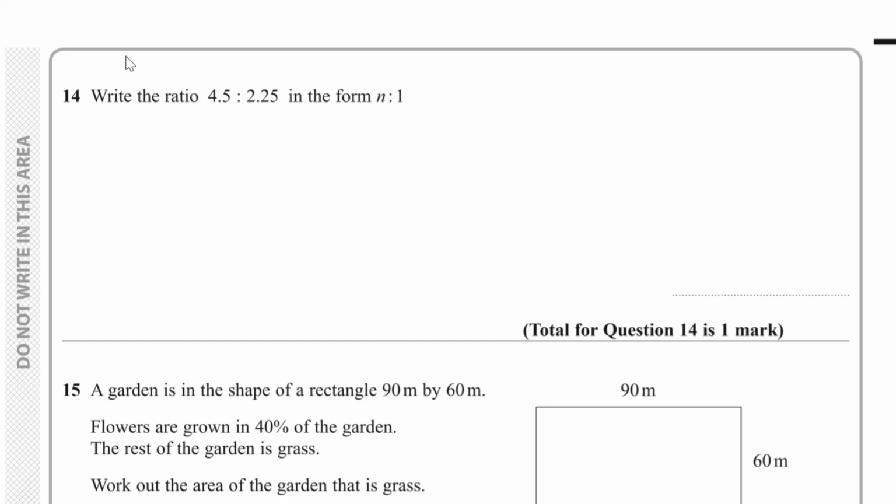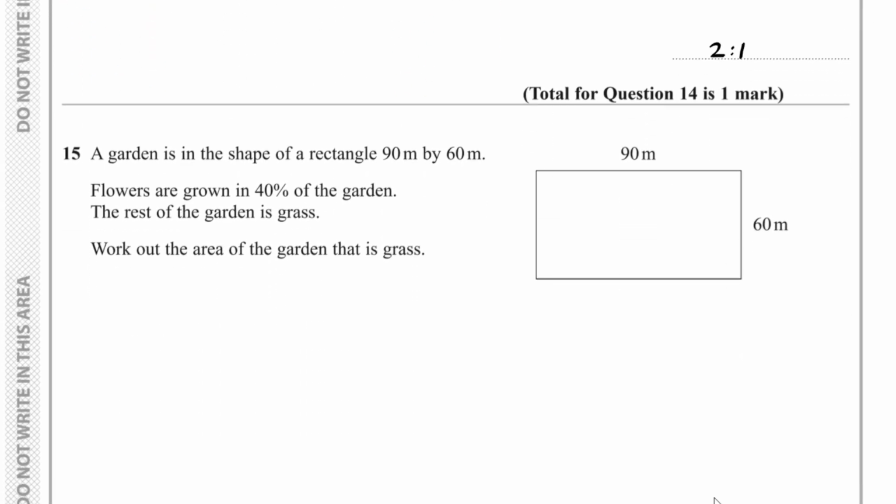Question number 14. We have to write the ratio 4.5 to 2.25 in the form n to 1. The way I like to think about this question, I begin with the 4.5 to the 2.25. I want a 1 over here, and the way I go from 2.25 to the 1 is I divide by 2.25. So I have to do the same thing on the other side. I have to divide 4.5 by 2.25, and if I do that, I get 2. So therefore, we have 2 to 1.